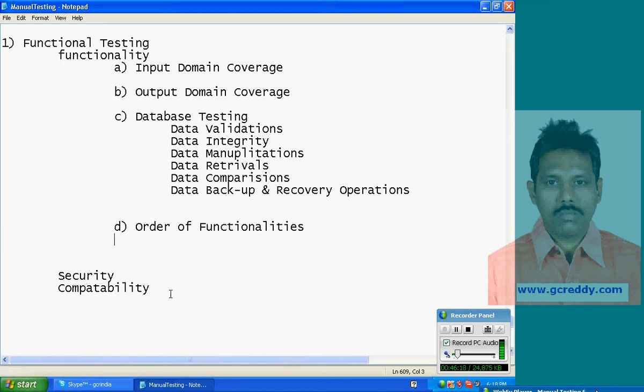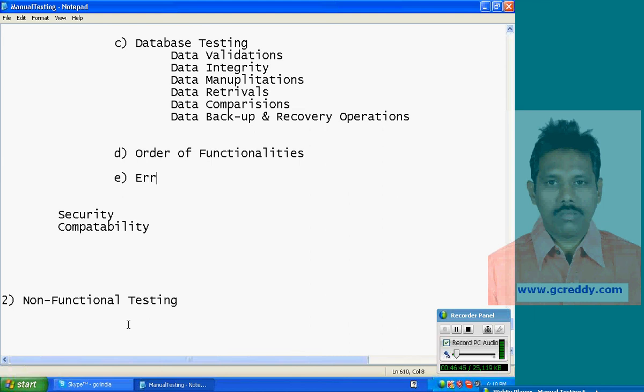Okay. Can you tell me, Rekha, did you understand this concept? What is order of functionalities? Based on requirements. Okay, requirements. Okay.